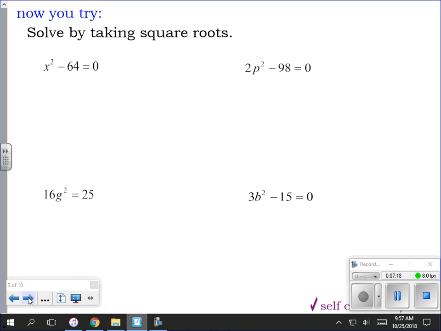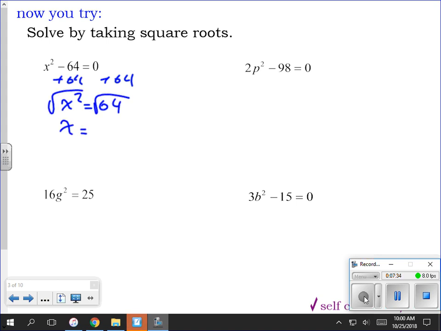Your turn. Do those. Okay, these are relatively quick and easy. Shouldn't be too bad. First one, add 64 to both sides. I get x squared equals 64. Take the square root of both sides. X equals plus or minus 8.